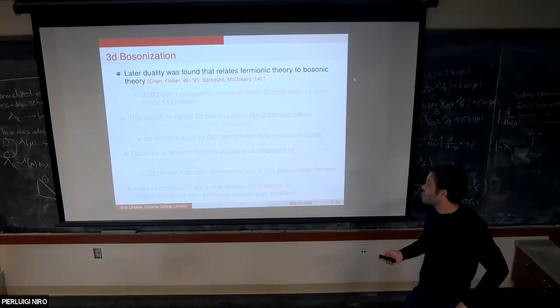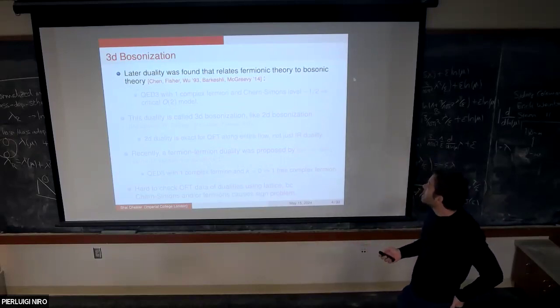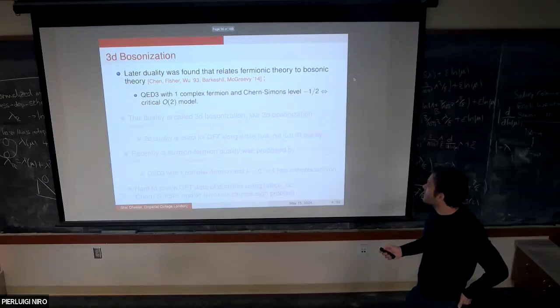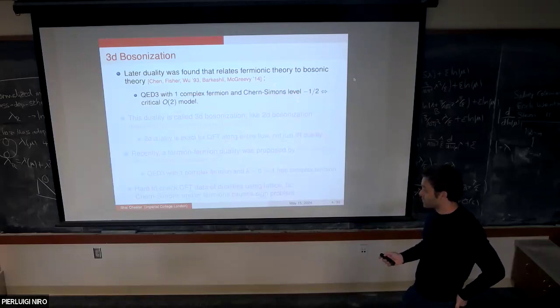Recently, there have been different versions of non-supersymmetric dualities that are more interesting. These were proposed in the last 10 to 20 years. These dualities are nice because they relate a theory with fermionic degrees of freedom to another theory with bosonic degrees of freedom. For instance, one such duality is that quantum electrodynamics with one complex fermion at Chern-Simons level -1/2 is supposed to be dual to the critical O(2) model.